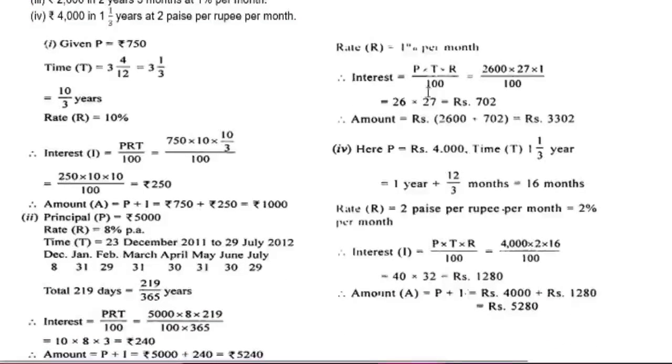So here we calculate the interest P into T into R divided by 100, that is 2600 into 27 into 1 divided by 100. That is 26 into 27, you will get 702 as the interest. So you will get the amount 3302.